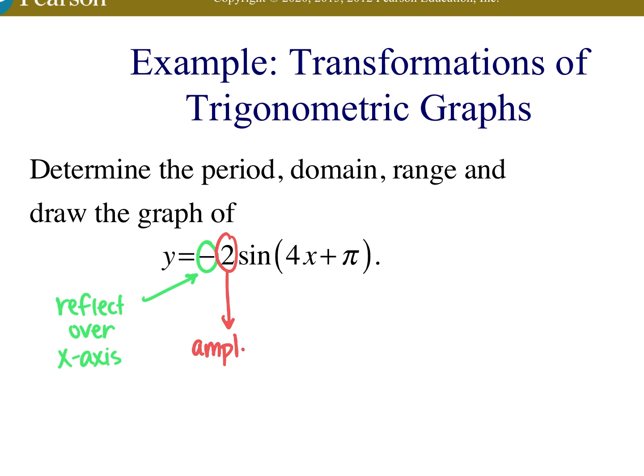The amplitude always has to be the absolute value, right? So it can never be negative. The amplitude is never negative. It's always the value of the highest point. So even though this will go up to 2 and down to -2, the amplitude is said to be the absolute value of that, so 2.